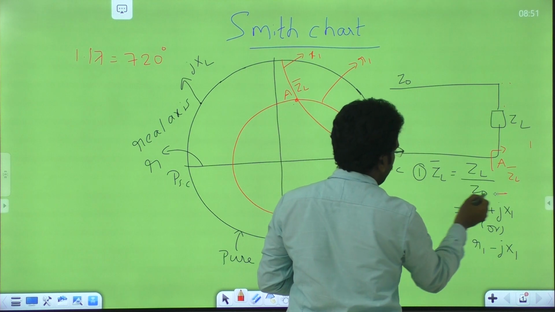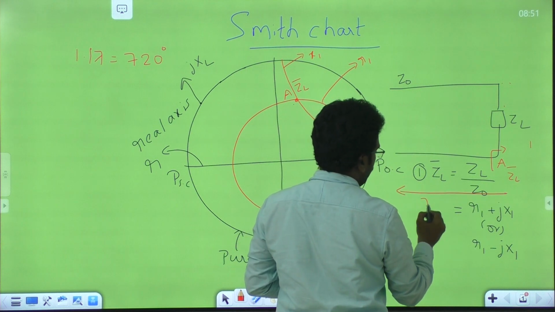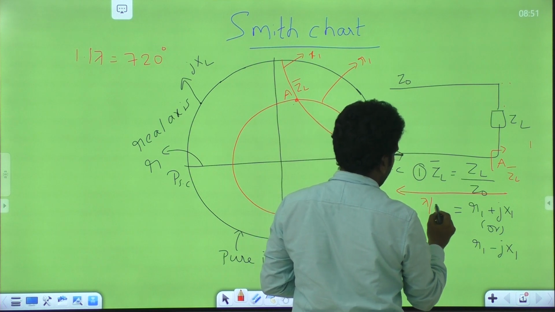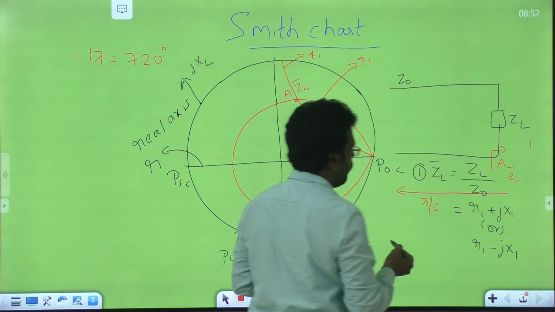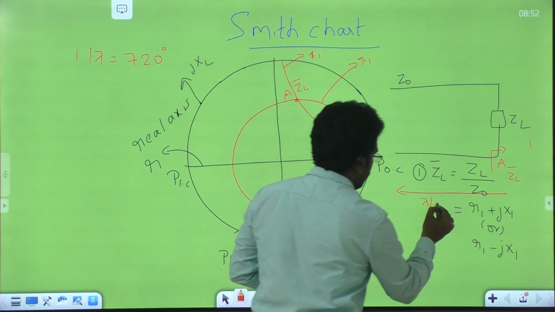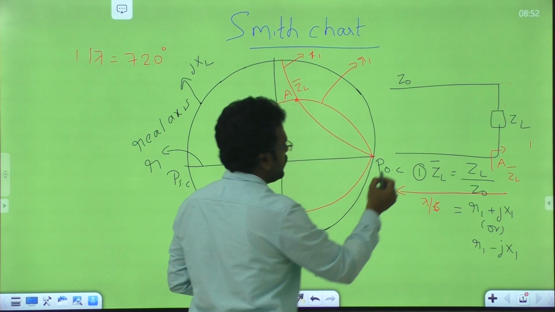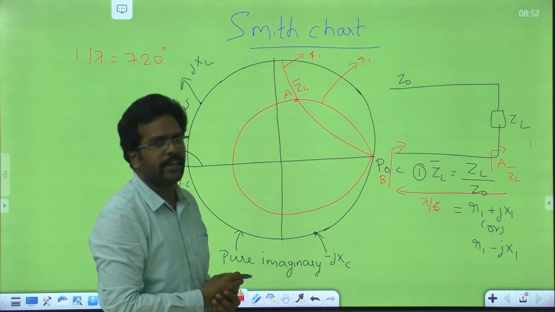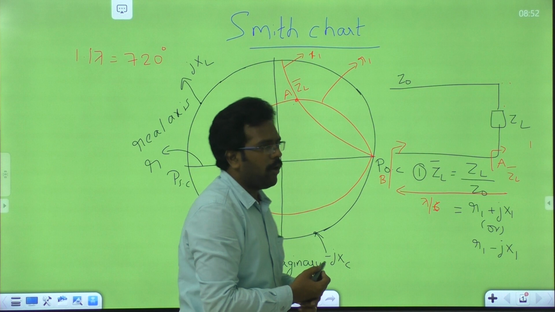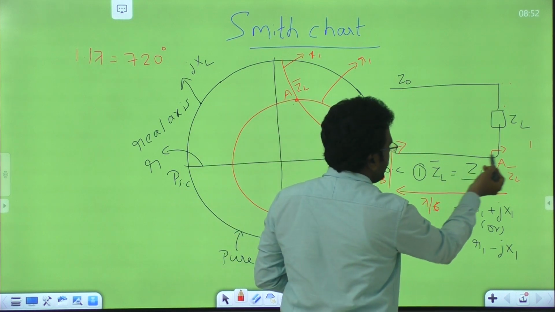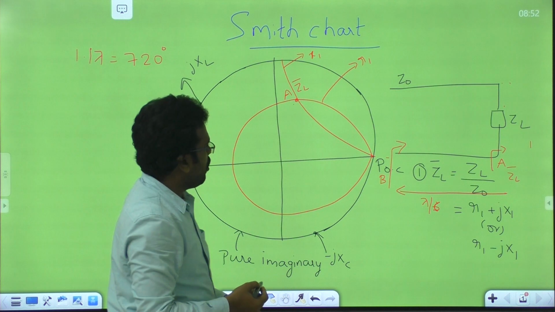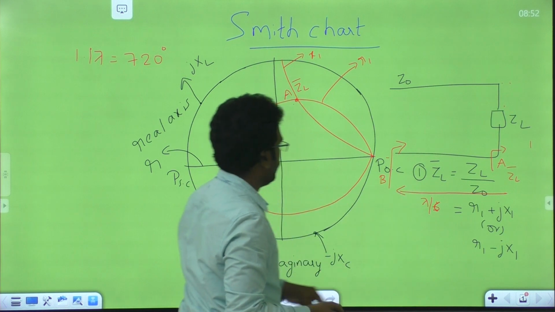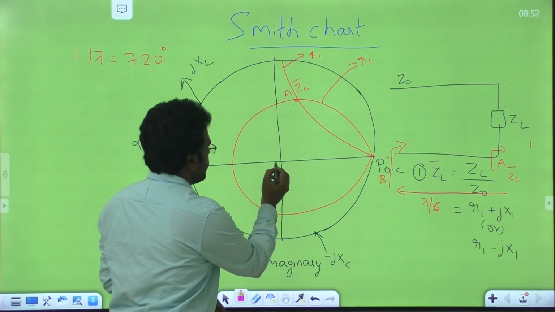So my objective is to find out the input impedance at a distance of some lambda by 6. I can take any value, no problem. So simply to find out, I am taking this value. My objective is to find the normalized impedance at the B point. The point to remember here is that moving on the line is the same as moving on the constant VSWR circle. So for that, I am drawing one constant VSWR circle. Take this as O.